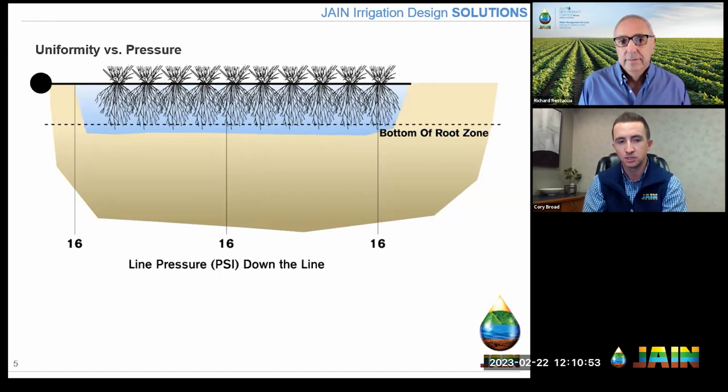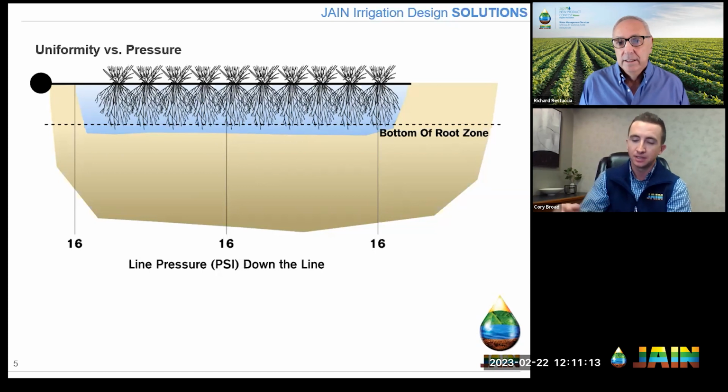And essentially in this example, all the way down the lateral, it's basically 16 pounds of pressure. Therefore, you have that nice uniform kind of blue box of water, if you will. And every plant is well watered, and it's pretty easy to manage, and we know how deep it's going to go, and so on and so forth.